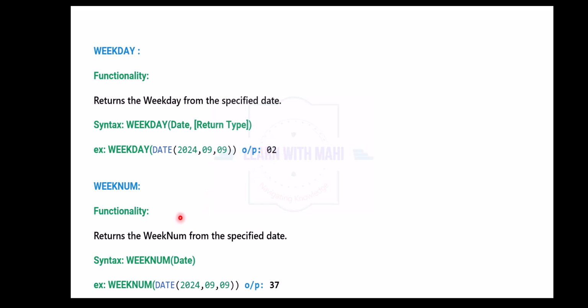Finally, we have WEEKNUM. This function returns the week number of the specified date. It is accepting the date data type as an argument. For example, if we want to find the week number of this particular date, we can write a function like this, which will return 37 as the output. Now let's jump into the Power BI Desktop application to have a demo of these four functions.